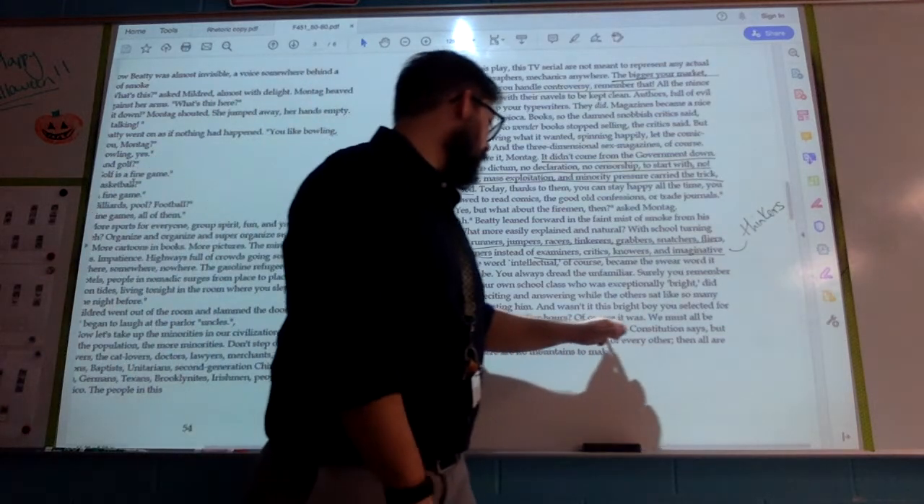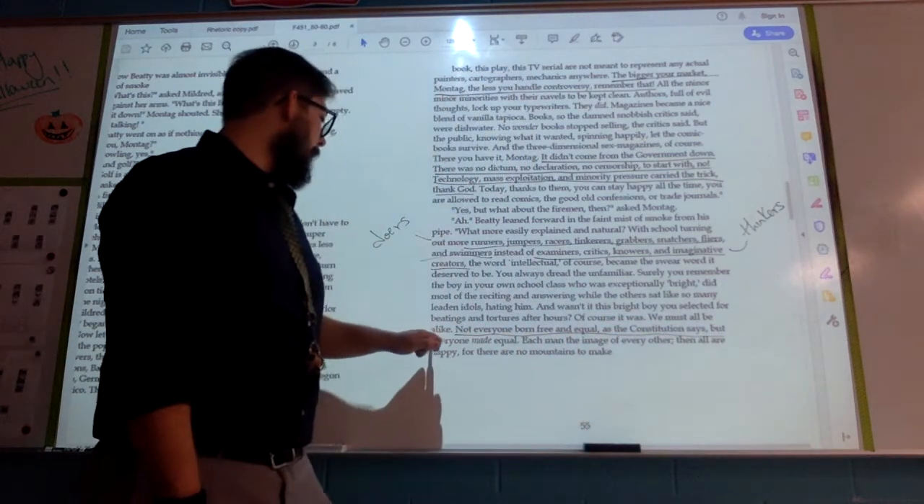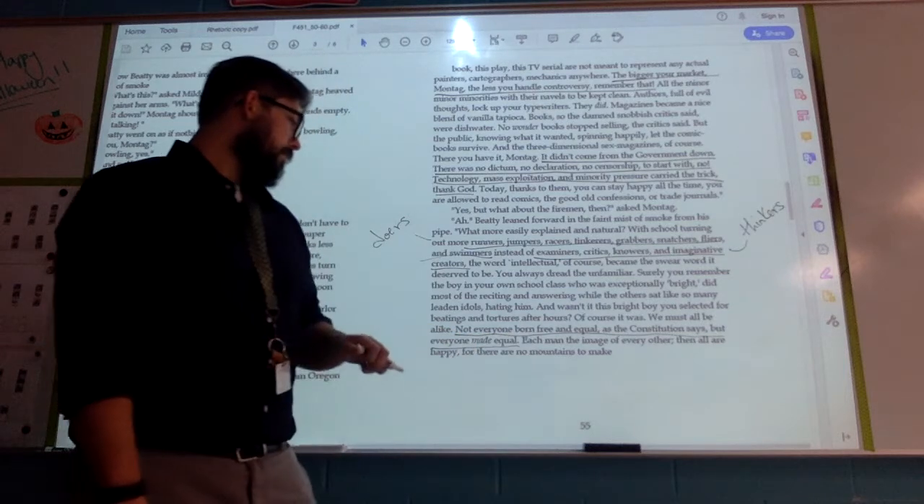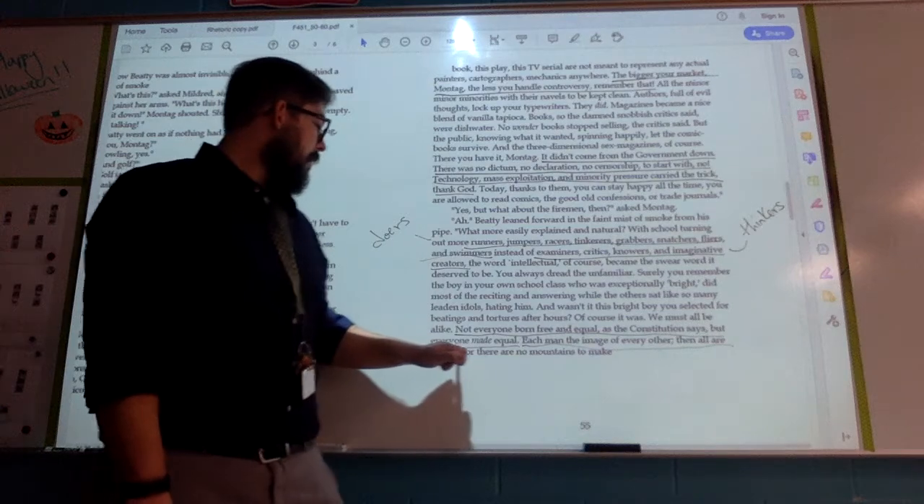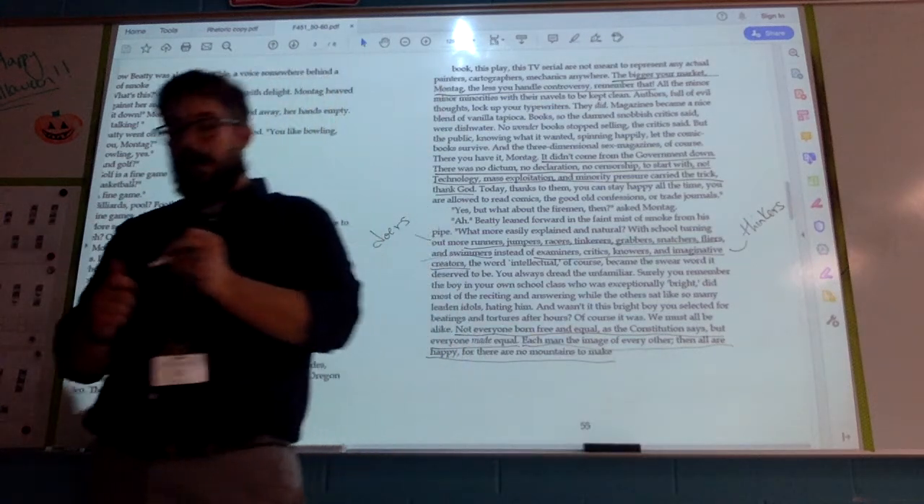Not everyone born free and equal, as the Constitution says, but everyone made equal. Each man the image of every other, then all are happy, for there are no mountains to make.